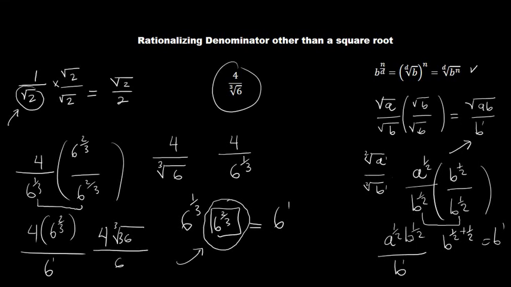So we simplify: 2 goes into 6 three times. So our final answer is going to be 2 times the cube root of 36 over 3.